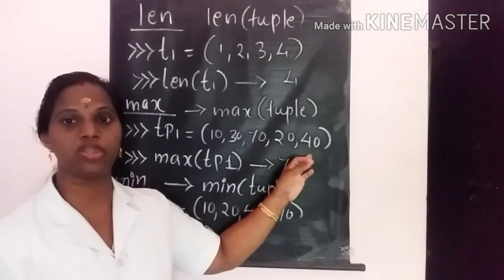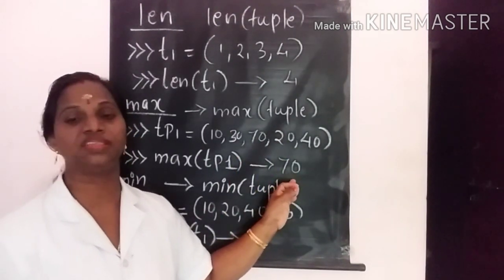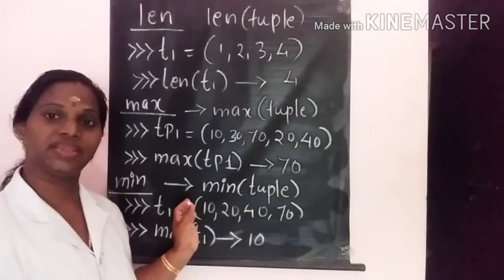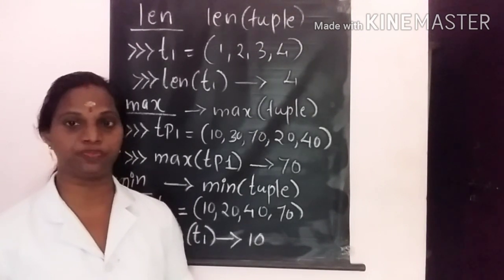Here which is the maximum value? Yes, 70 is the maximum value. So it displays 70. Okay. Next one is the min function. Min function returns the minimum value in a tuple.